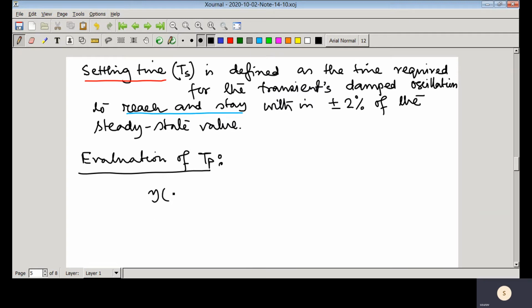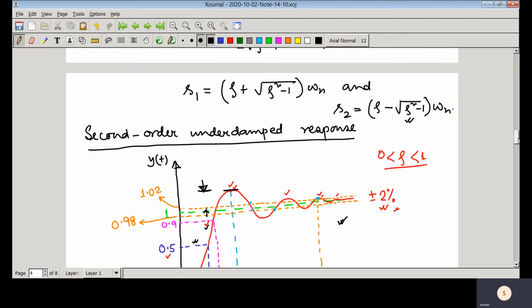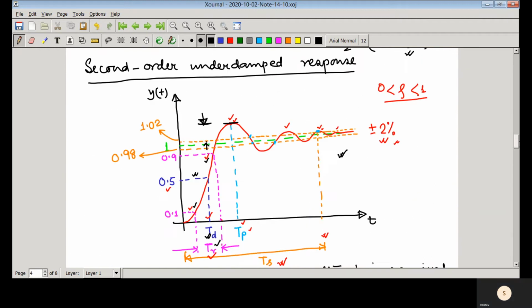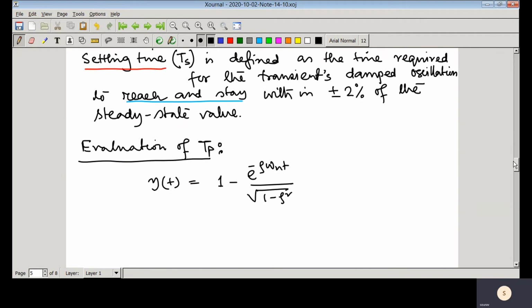So y(t) we have is 1 minus e to the power minus zeta omega n t, I am just copying the same expression from there, times sine of omega d t plus tan inverse of square root of 1 minus zeta square by zeta.